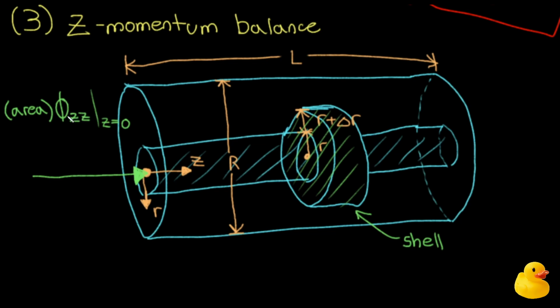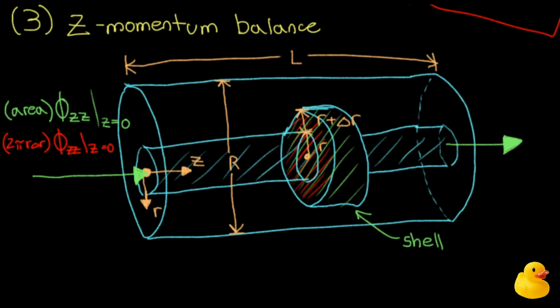Now the whole momentum is phi multiplied by the cross-sectional area. The cross-sectional area in this case will be the shaded part of the shell. So like this, this is the area of a disk, which will basically turn out to be 2 pi r delta r. That's the area. And then we still have the phi z at z equals 0.